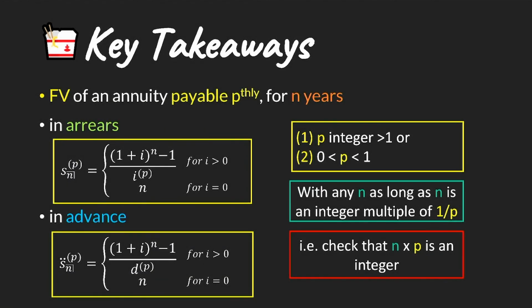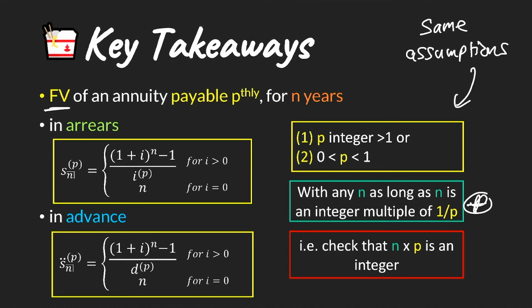When we're calculating the future value of an annuity payable pthly, we can use these two formulas for when cash flows are made in arrears and where cash flows are made in advance. Again, we need to use and check the same assumptions in order to use these formulae.